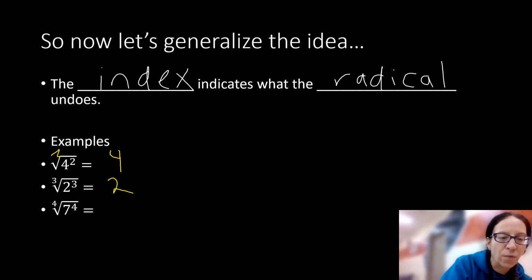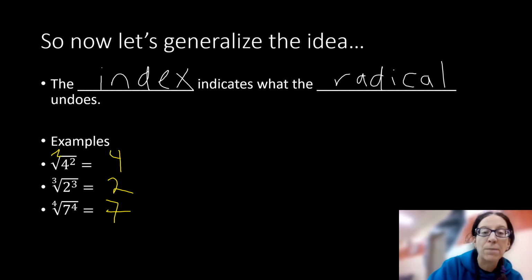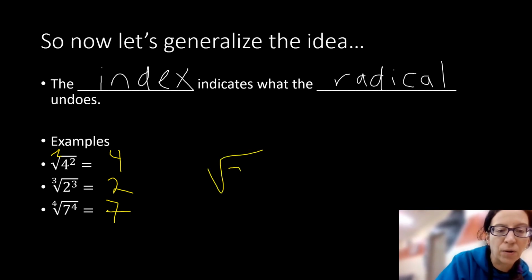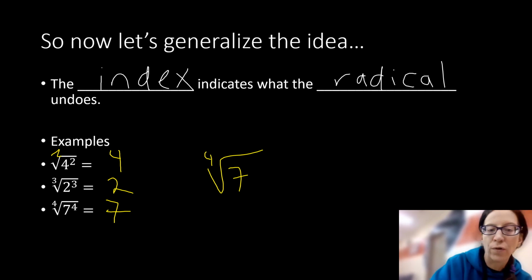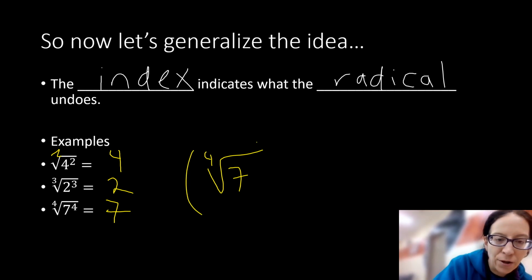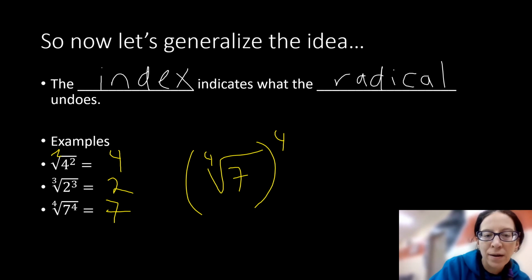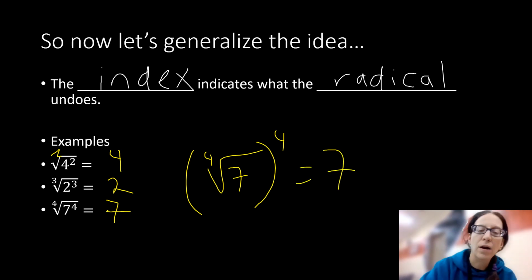Okay, and so that would bring us back to the 7. Incidentally, it also works the other way around. So if you took a number like 7 and you took the 4th root of it, and then you raised it to the 4th power, that would also undo it. Okay, because they're what are called inverse operations.